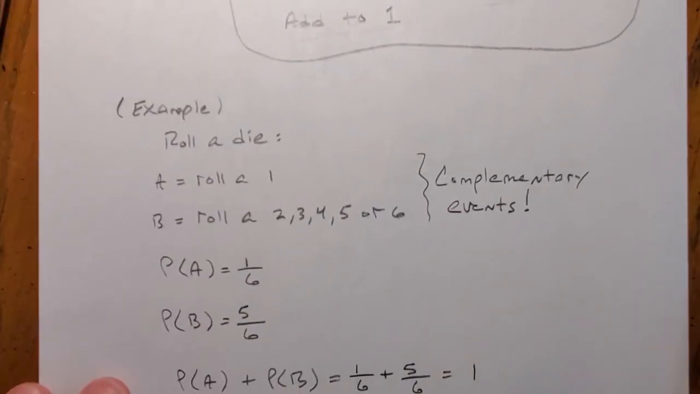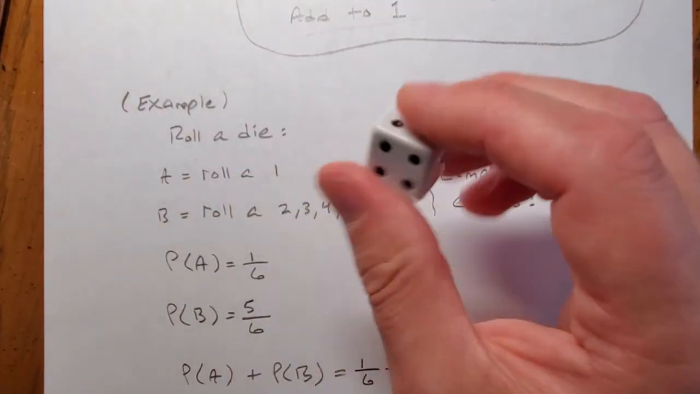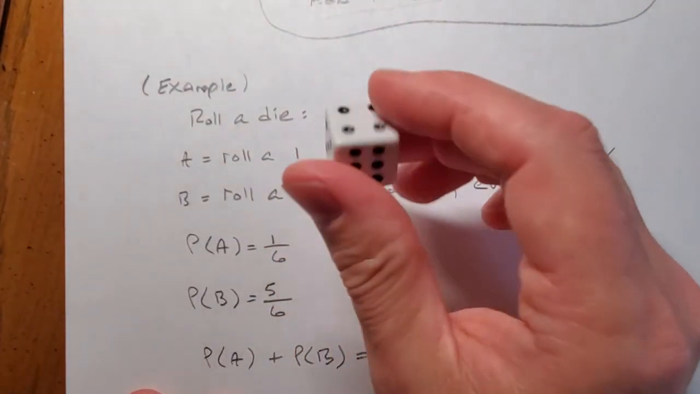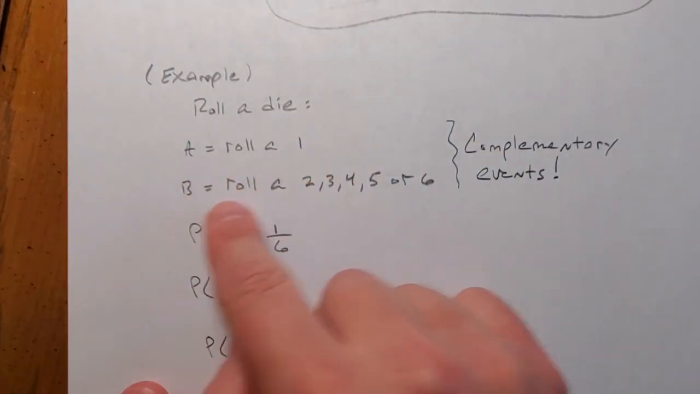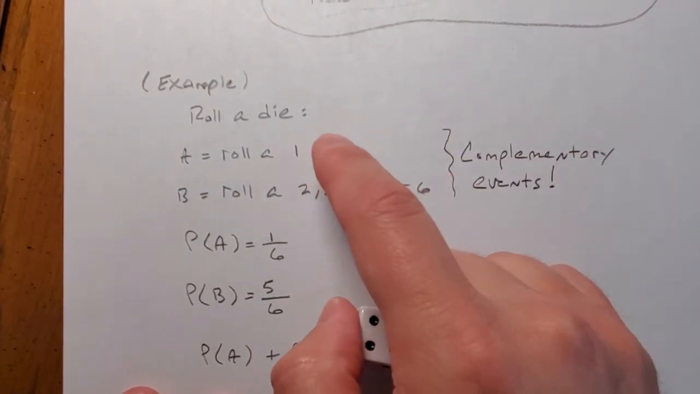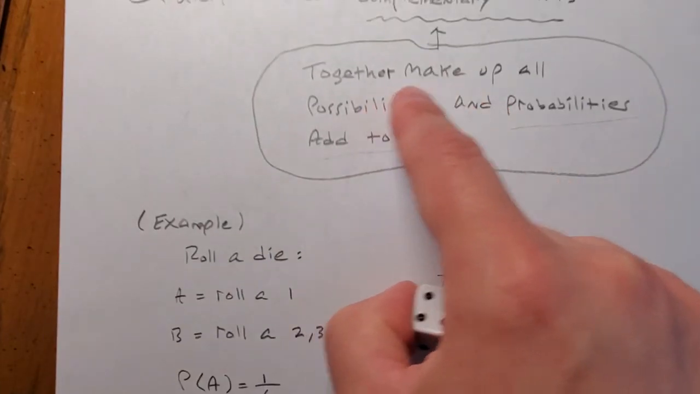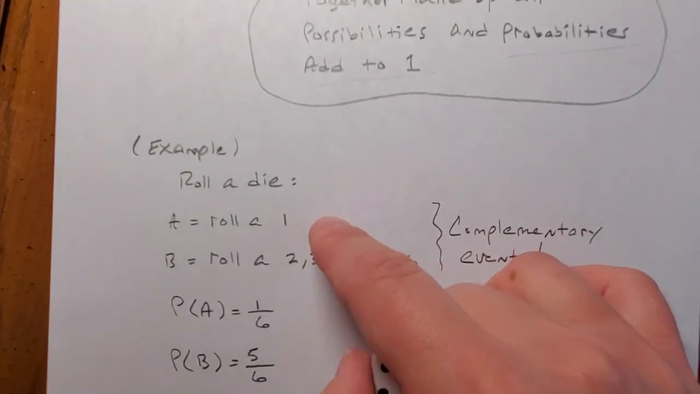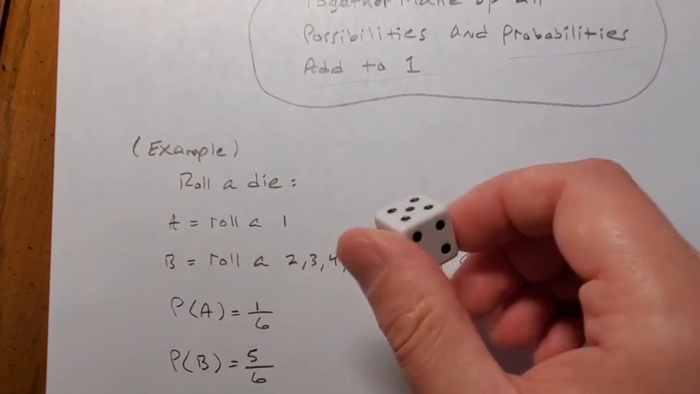So complementary events make up all possibilities together between both of them, and their probabilities must add to 1. So here's an example. This is supposed to be an easy example that we can all do the math on pretty easily to show you what I mean. So say we roll a die, and it has 1 through 6 on it. Event A is roll a 1. Event B is roll a 2, 3, 4, 5, or 6. Now, isn't it true that between this event and this event, that's all possibilities, right? Complementary events make up all possibilities between the two of them. That's true. Between event A and event B is everything that can happen when you roll a die.